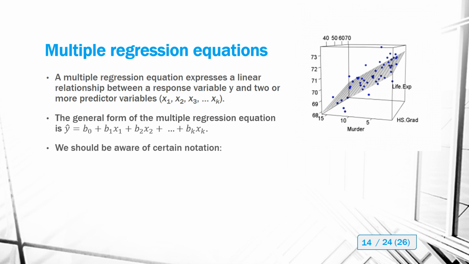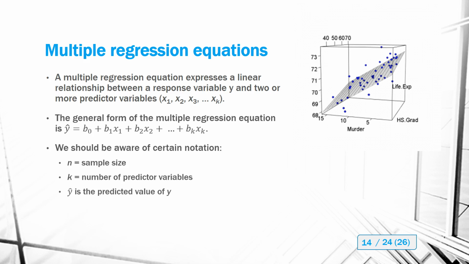Now, we need to be aware of some notation when dealing with multiple regression equations. N we are familiar with. It's the sample size. K, in this instance, is the number of predictor variables. So notice in the general form how that final term, b sub k, x sub k, the k just says that this is the number of predictor variables. So if we have an equation that has 4 predictor variables, or 4 different x values, then we're going to see b sub 4, x sub 4 as the final term in our general multiple regression equation.